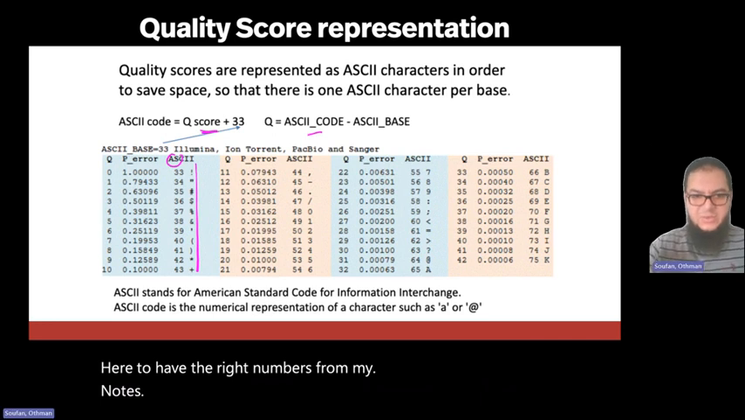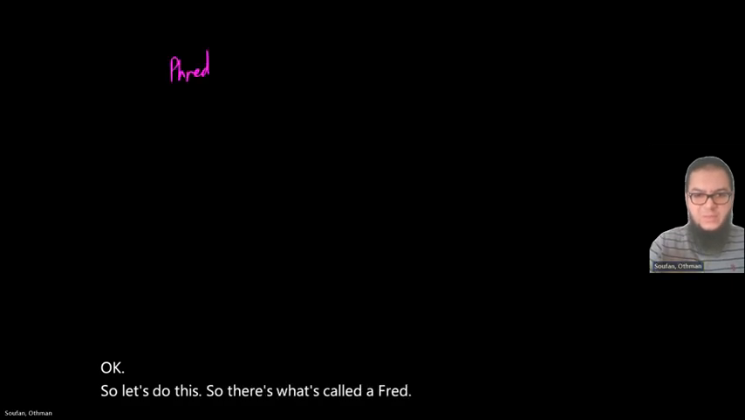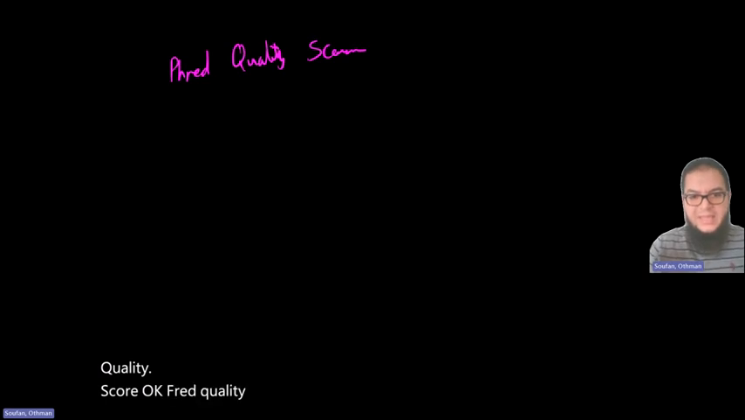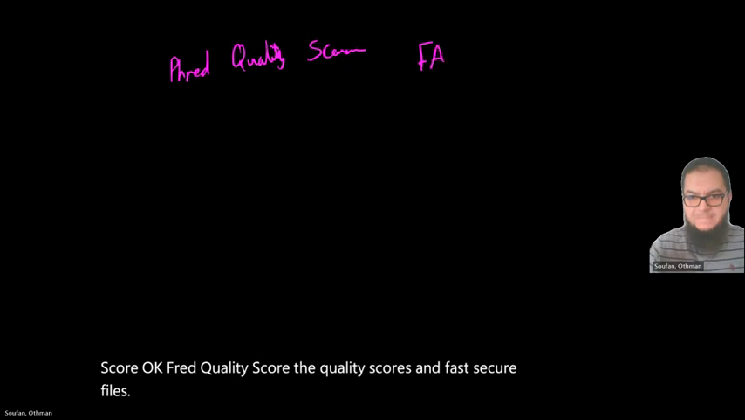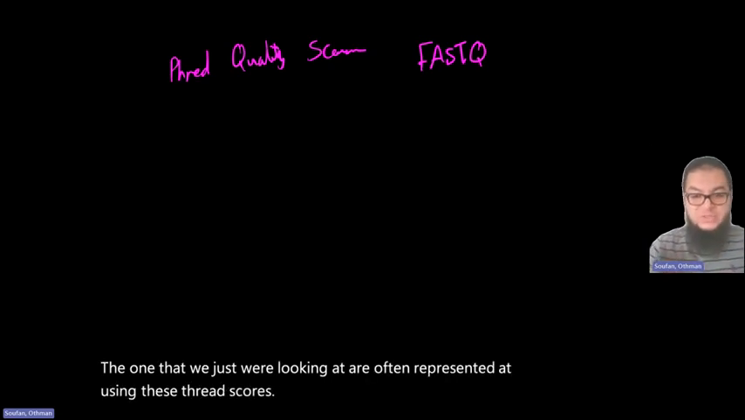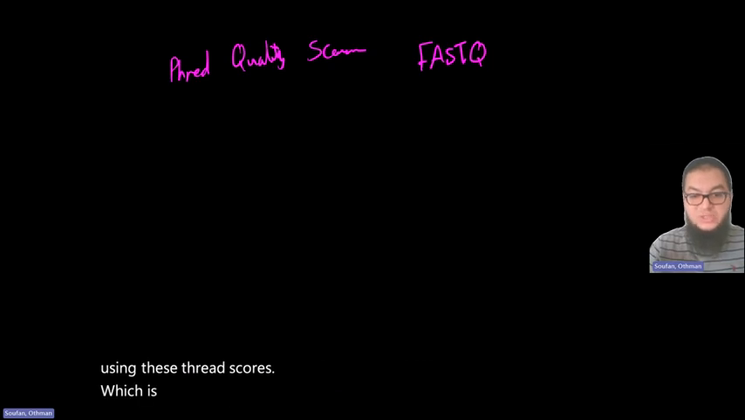Yes. Okay. So let's do this. There's what's called the Phred quality score. The quality scores in FASTQ files, the one that we just were looking at, are often represented using these Phred scores, which is a score that is logarithmically related to the base calling error probability.